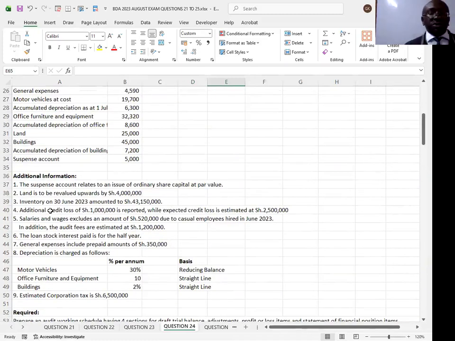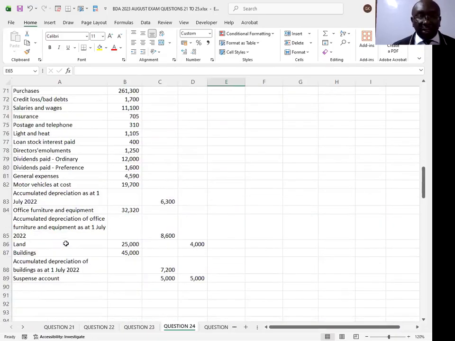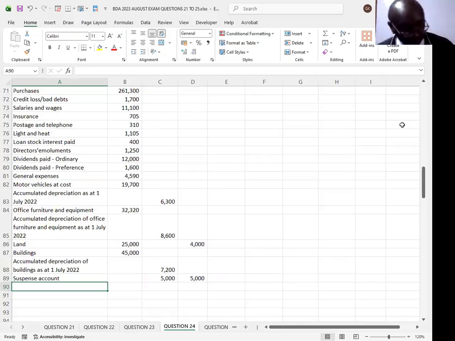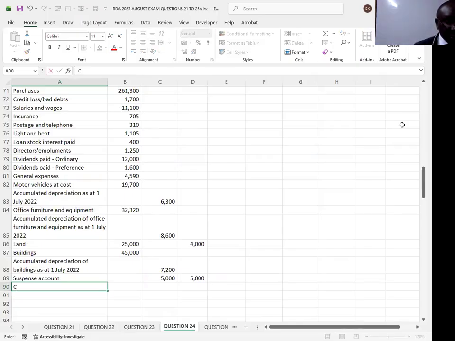Inventory on 30th of June amounted to 43. So this must be closing inventory. So tutakibia hapa chini tuifungulie an entry. And you remember we said closing inventory will go to the income statement as a credit and go to the statement of financial position as a debit. That is an asset. So we shall come here and say there is closing stock or closing inventory.